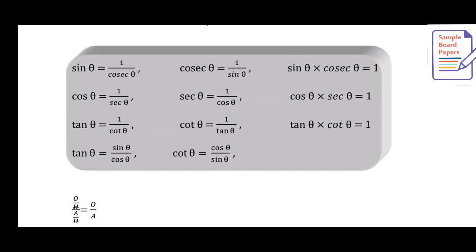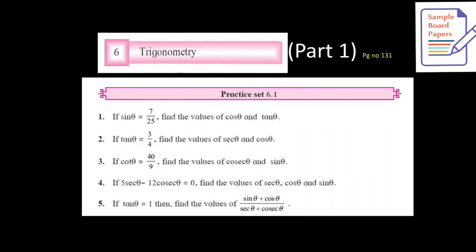Okay, so chapter number 6, trigonometry, page number 131, your exercise is given. This is part 1. In this part 1 we will solve the starting 5 questions. Okay, and in part 2 we will solve question number 6, that is left hand side equals right hand side, that question. So as you can see, the starting 3 questions are similar.